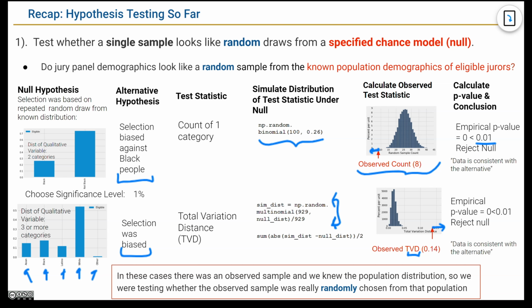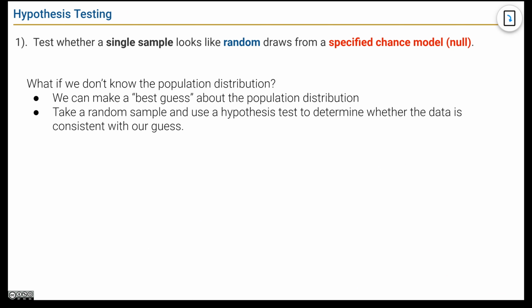Now I wanted to just review this because I want to add to our arsenal, or our understanding, of hypothesis tests by looking at a situation where I'm still trying to test this type of hypothesis, but now the unknown in question is actually going to be the chance model. It's not going to be the random sample. We'll know that the sample's random, and we're actually going to be trying to test the model itself. So this is what we're going to look at next.